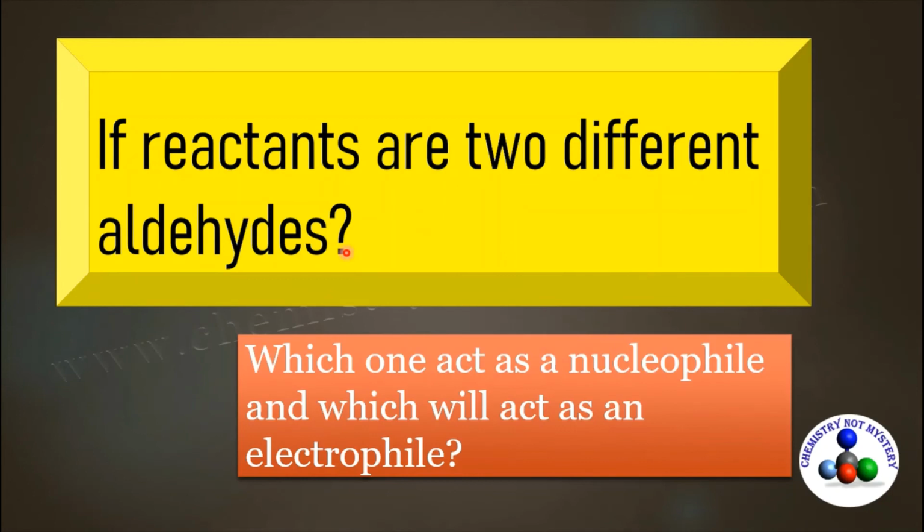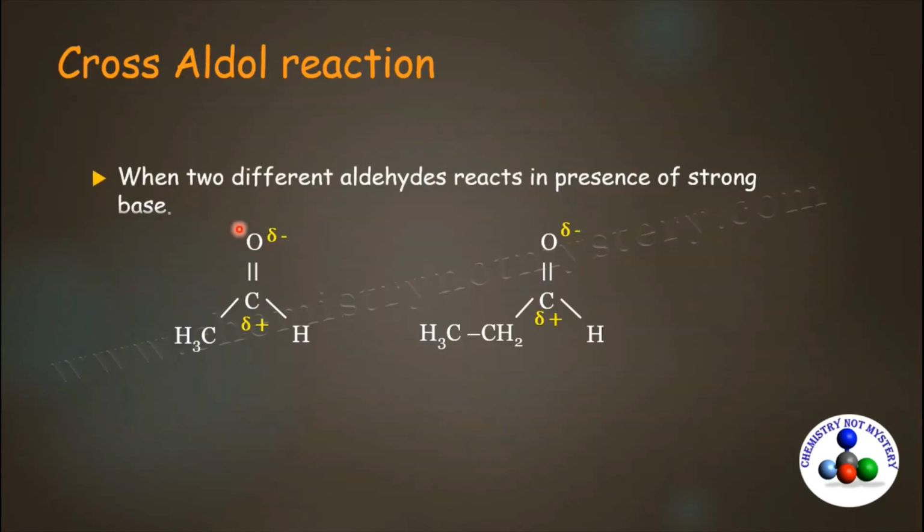If reactants are two different aldehydes, then which one will act as a nucleophile and which one will act as an electrophile? To get the answer to this question, you have to compare the electrophilicity of both the aldehydes. Here I have taken two different aldehydes. One is ethanol and the other one is propanol.